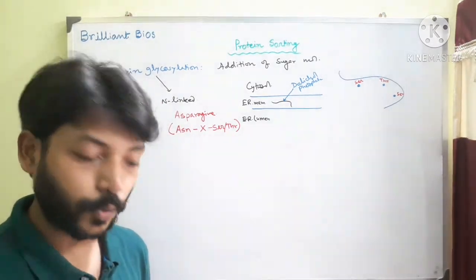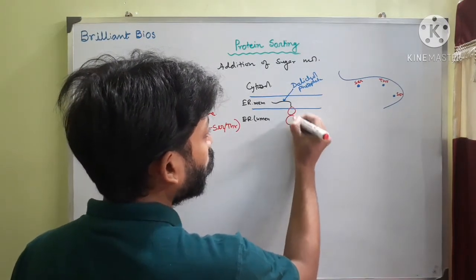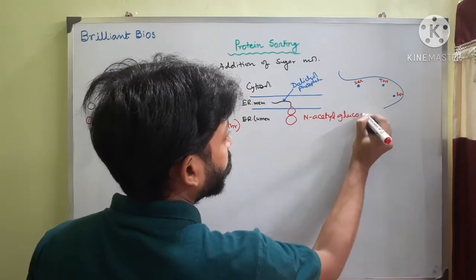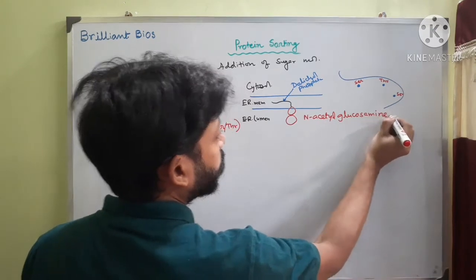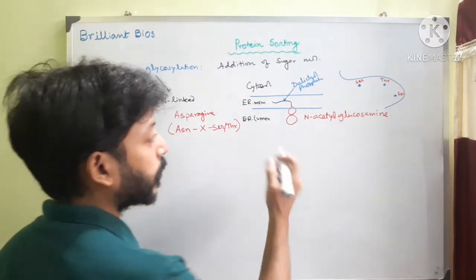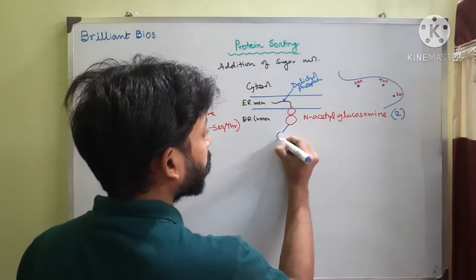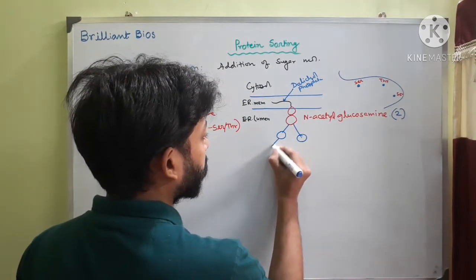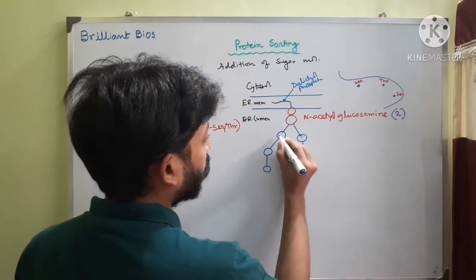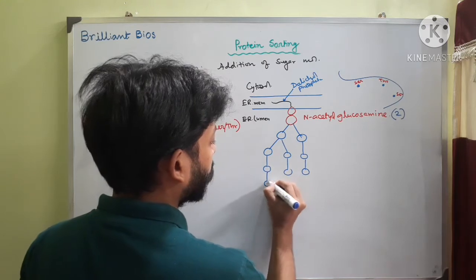You must remember the sequence. At first, this dolichol phosphate is attached with 2 N-acetyl glucosamine, then mannose residues, 9 mannose. So there are 2 N-acetyl glucosamine, then 9 mannose sugars: 1, 2, 3, 4, 5, 6, 7, 8, let's assume this is 9.